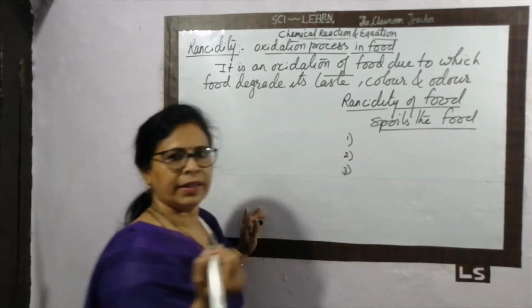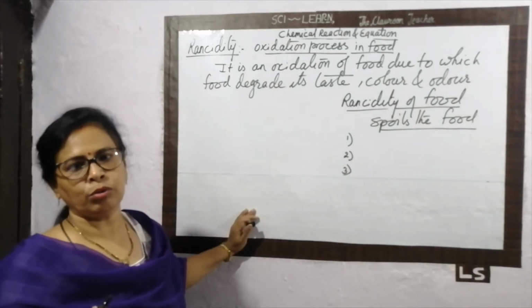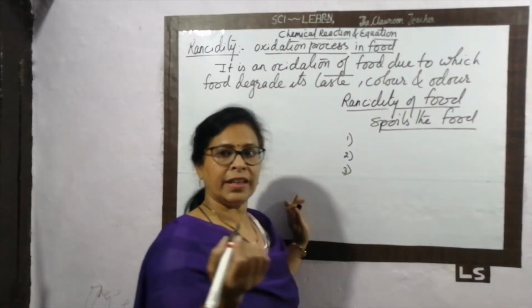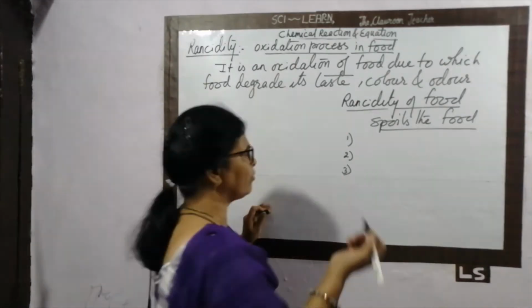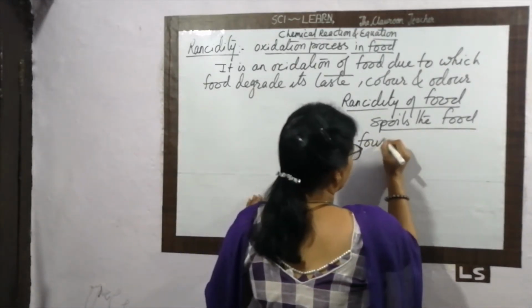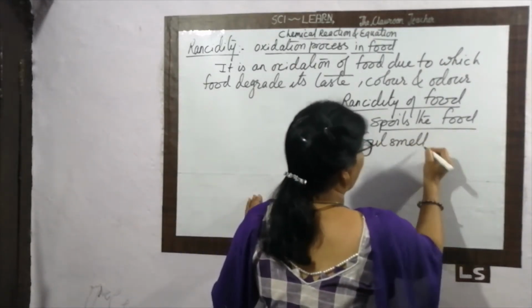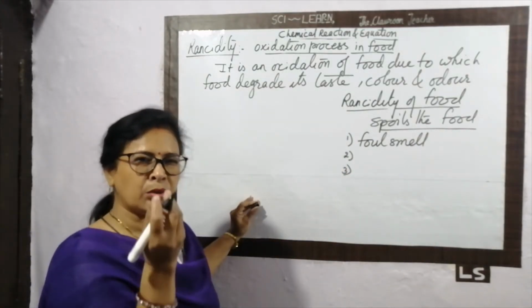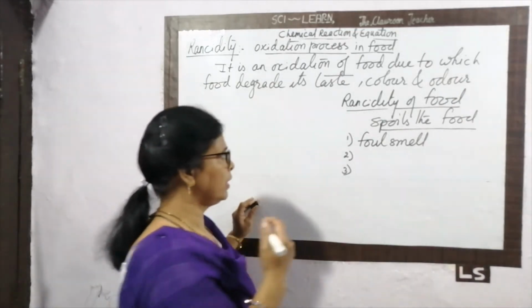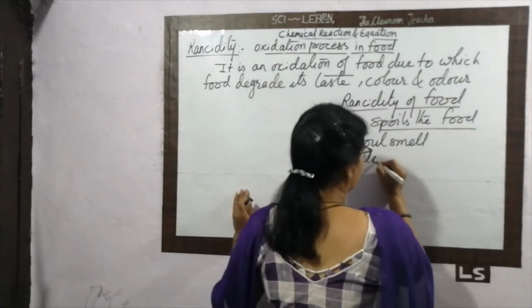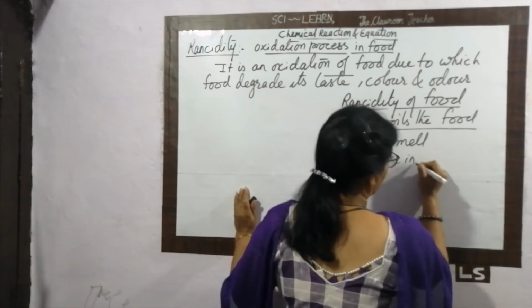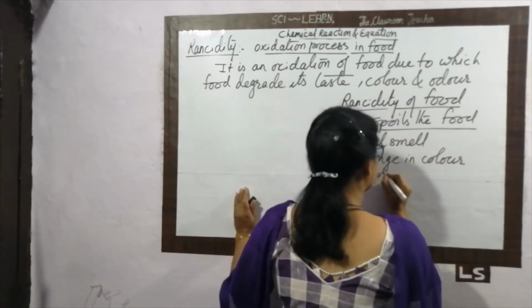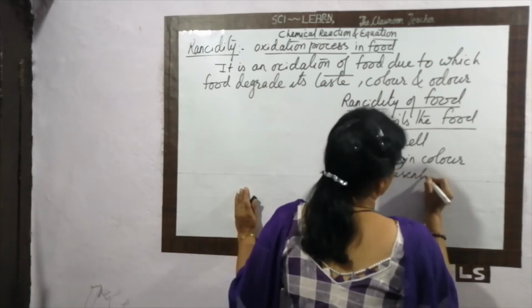There are three common things by which we are able to know whether the food is spoiled or not. Before the taste, first is the foul smell, a bad sour smell you must be able to smell. Then second is the change in color, and third is unpleasant taste.